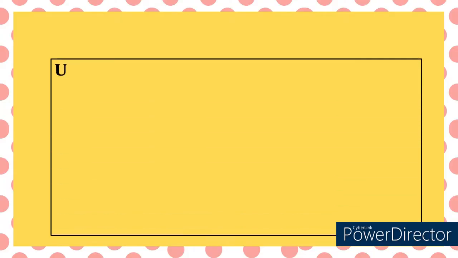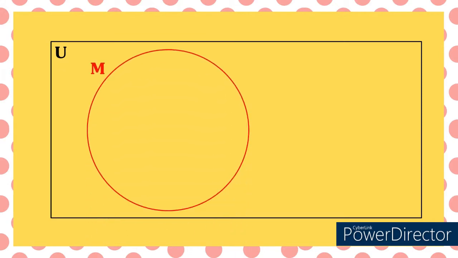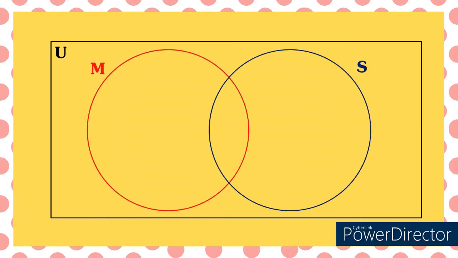Okay, so these are the illustrations. So, this is a set M for math and set S for science. Okay, so we have 120 who like both subject, math and science. And we have 60 for math only. And we have 30 for science only. Okay, so, and 90 students neither like math nor like science.